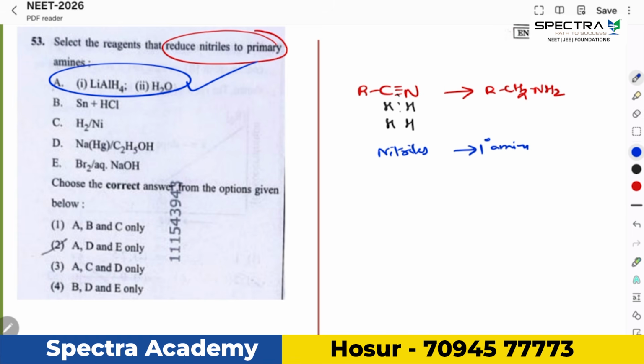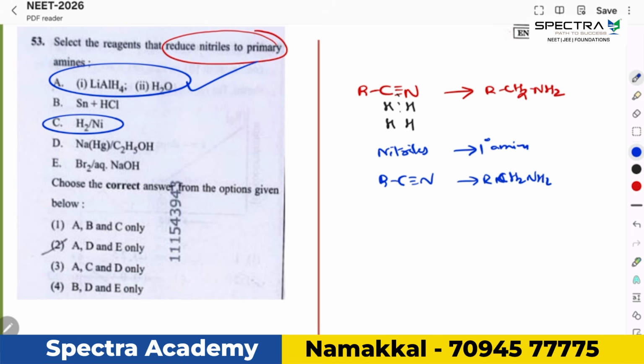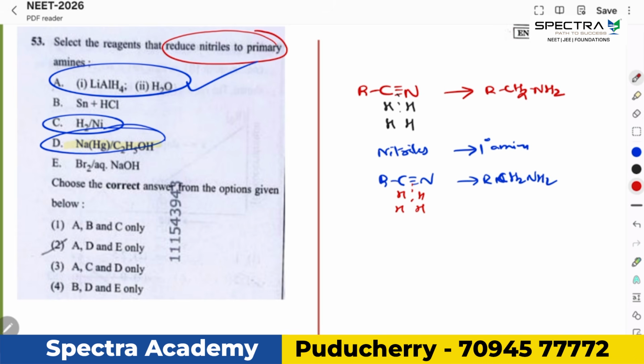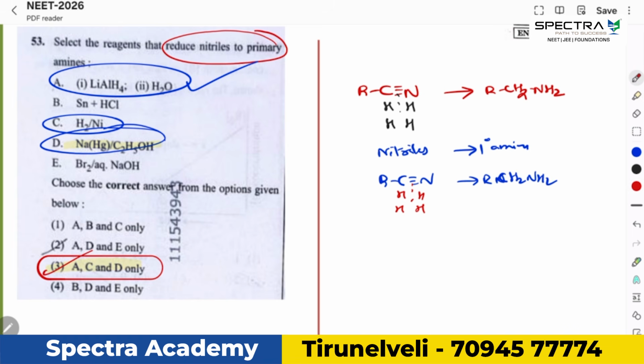SnHCl will not reduce, it forms imines. And then hydrogen with nickel, it will reduce nitriles into primary amines, RCH2NH2, in the presence of hydrogen with nickel, platinum, palladium. And then sodium amalgam is also possible. Sodium amalgam with ethyl alcohol also produces hydrogen, it breaks the bond, hydrogen is added, RCH2NH2 will come. Bromine with aqueous NaOH is not possible. So the final answer is ACD. The final answer is ACD. For question number 53, option 3 is the correct one.